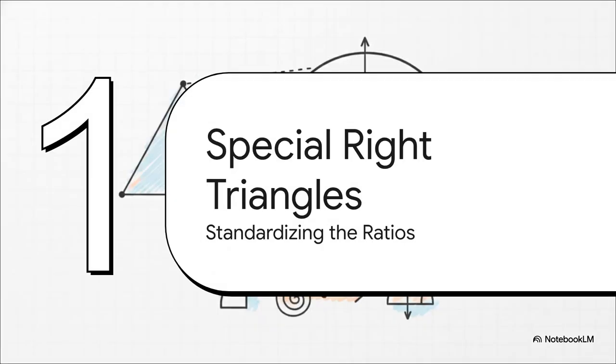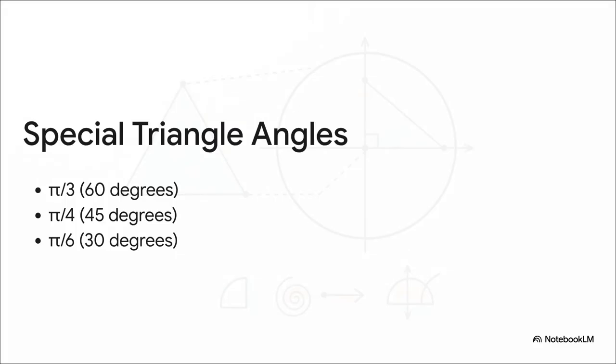Section 4. Special right triangles, standardizing the ratios. To make these abstract ratios highly useful in our everyday math toolkit, we need to anchor them to specific, predictable patterns. We do this using what we call special right triangles.